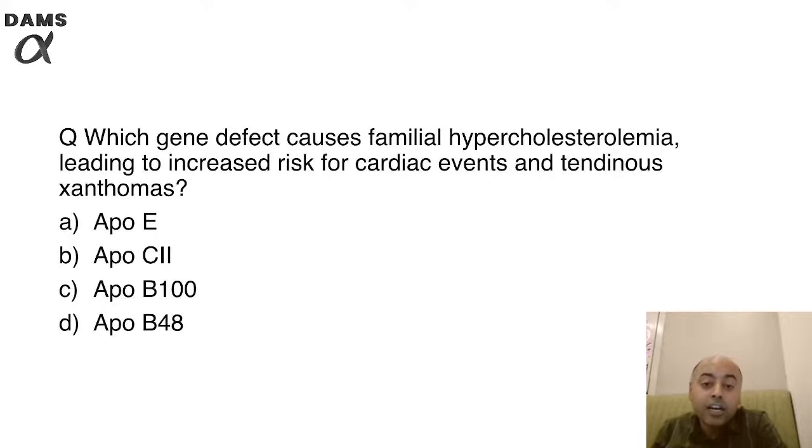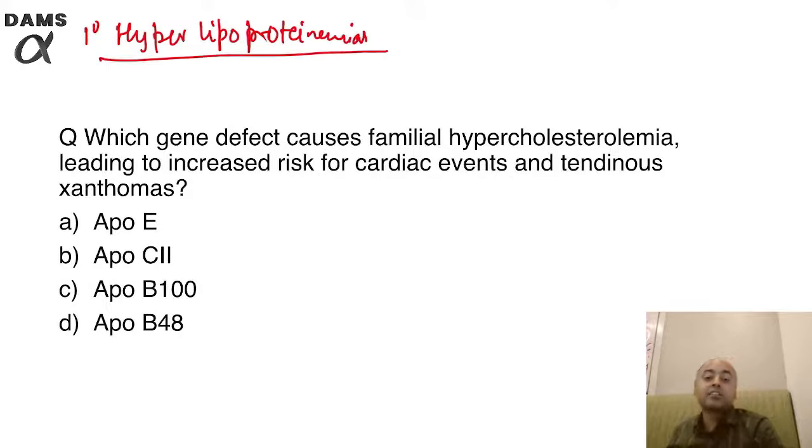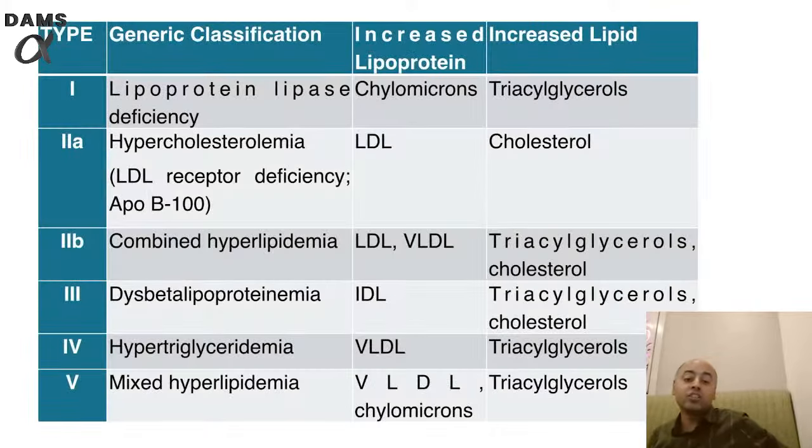Again, another very commonly asked question is about the primary hyperlipoproteinemias. Now, in this question on primary hyperlipoproteinemias, two subclasses are asked very frequently. You have this table in the handout that I've given you, the generic classification, showing which lipoprotein is increased and which lipid is increased. The ones which you have to focus on are type 1 and type 2A. In the exam, these are the two which are going to be asked.